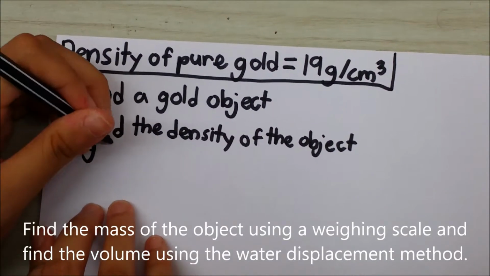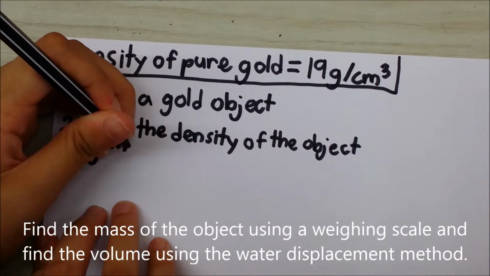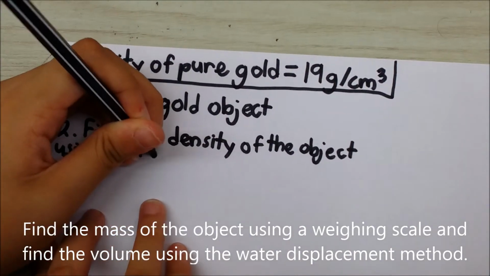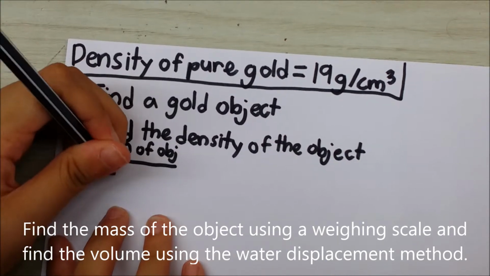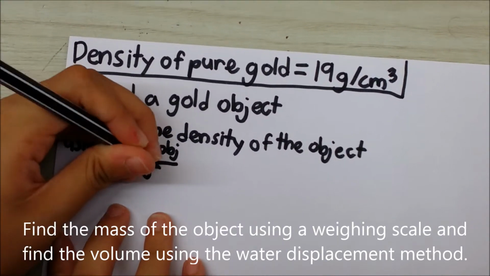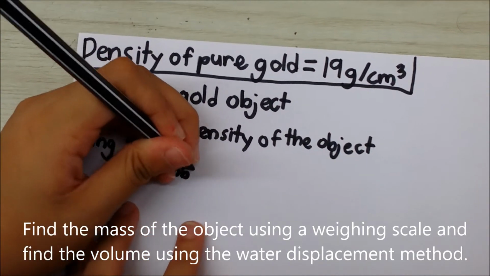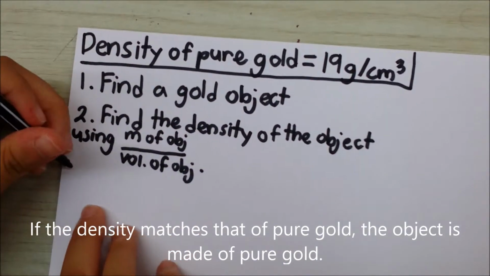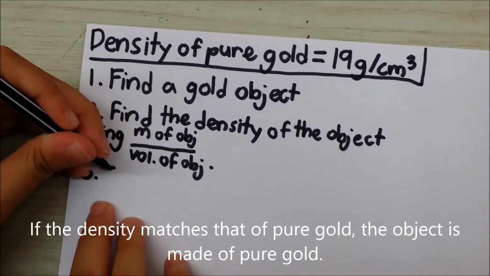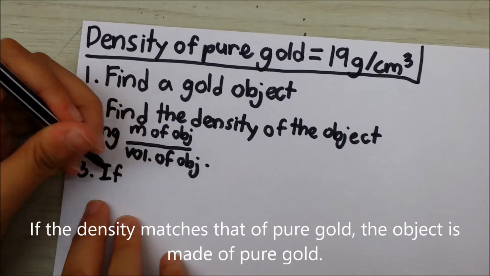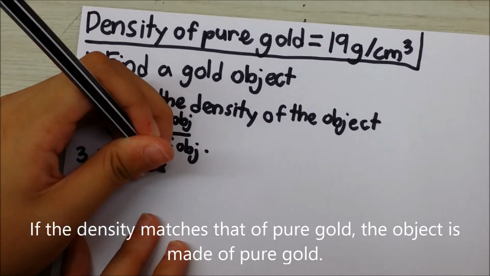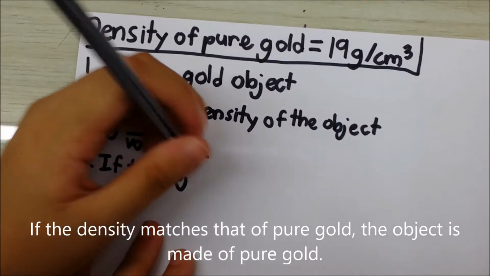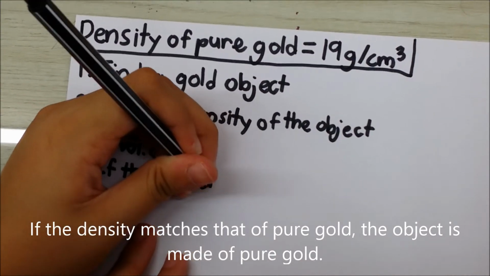Find the mass of the object using a weighing scale, and find the volume using the water displacement can, using a measuring cylinder and a displacement can. If the density matches that of pure gold, the object is made of pure gold. If it does not, find the difference, and therefore you will be able to estimate how much gold there really is in the item.